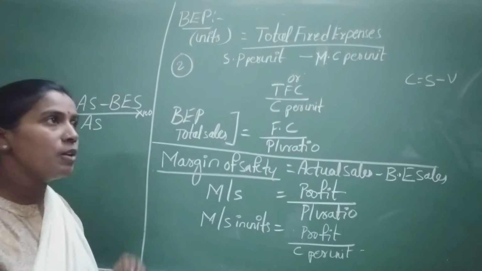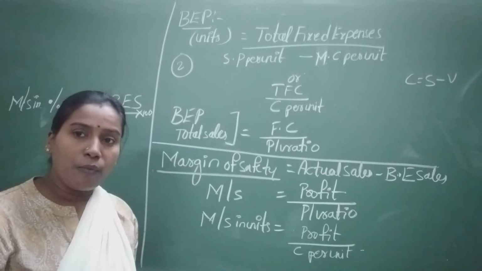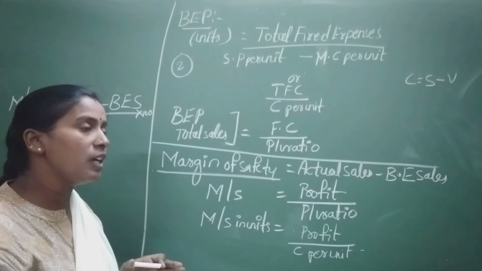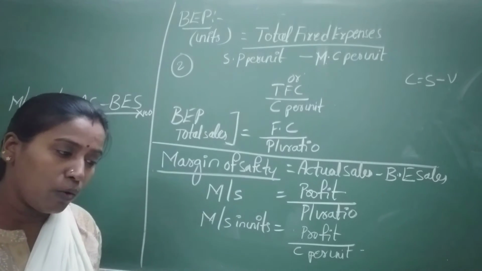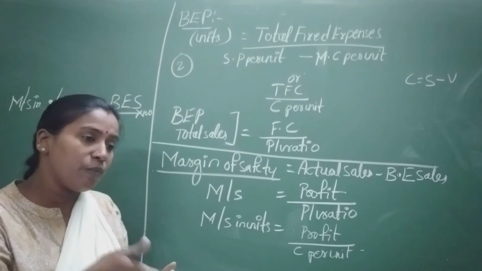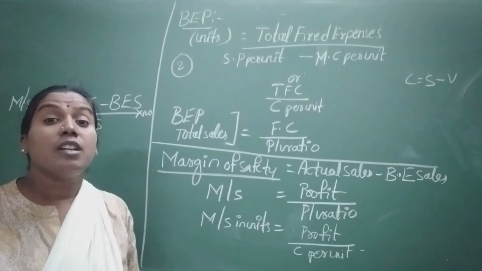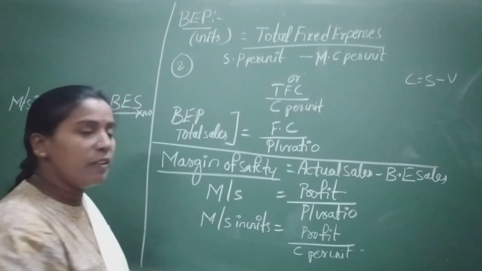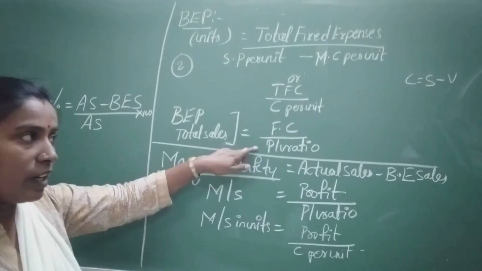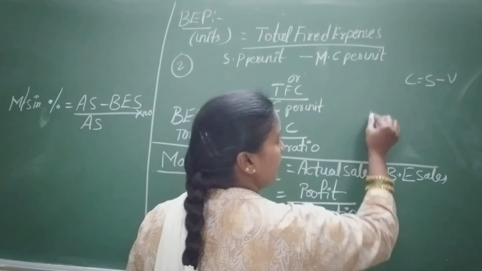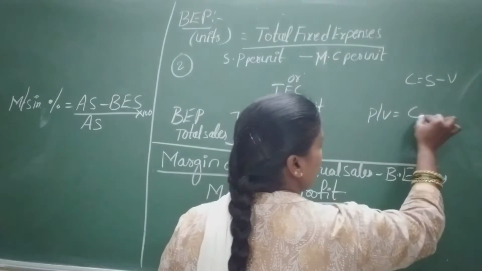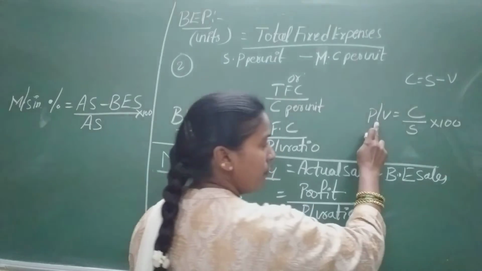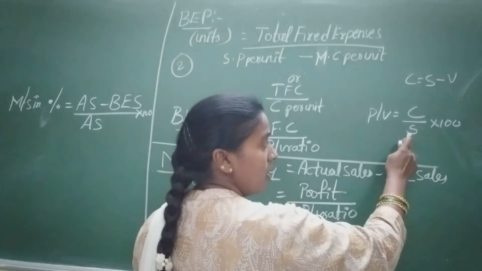PV ratio means profit volume ratio. It tells how much you invested, how many lakhs you invested in the business, and for that, what percentage of profit you earned. If you want to calculate this, you use the PV ratio formula. How are you going to calculate the PV ratio? PV ratio is equal to C by S into 100. What is the formula for PV ratio? PV ratio is equal to C by S into 100.